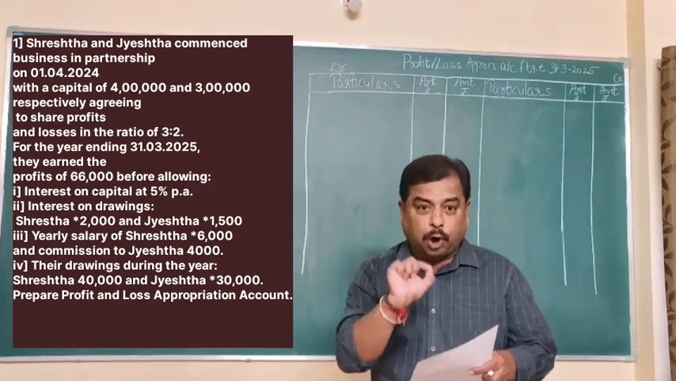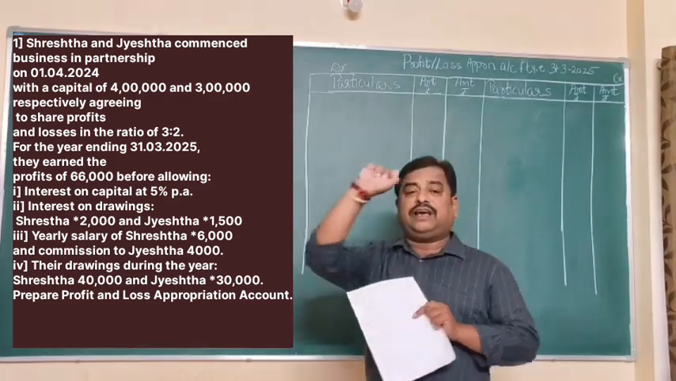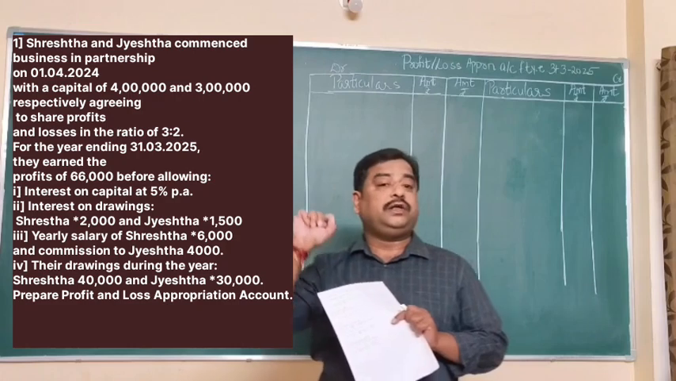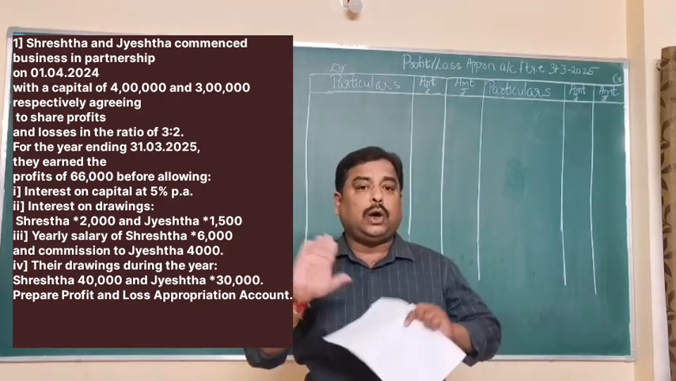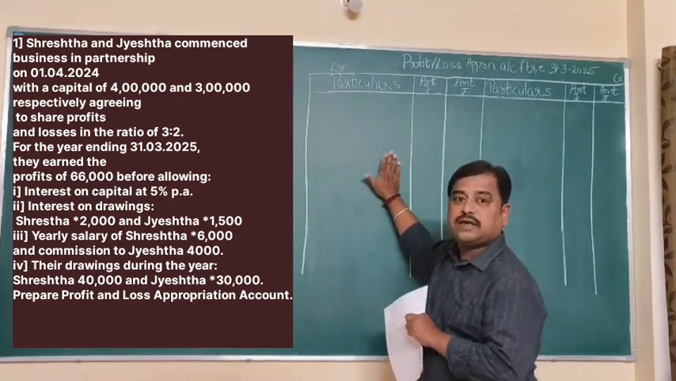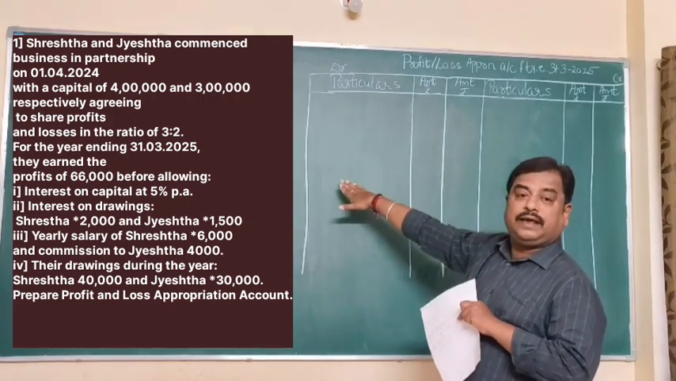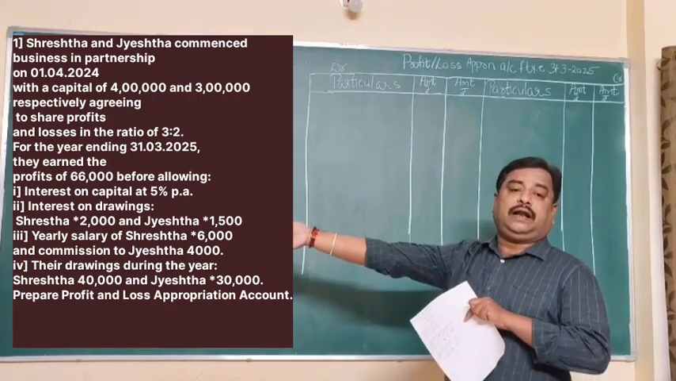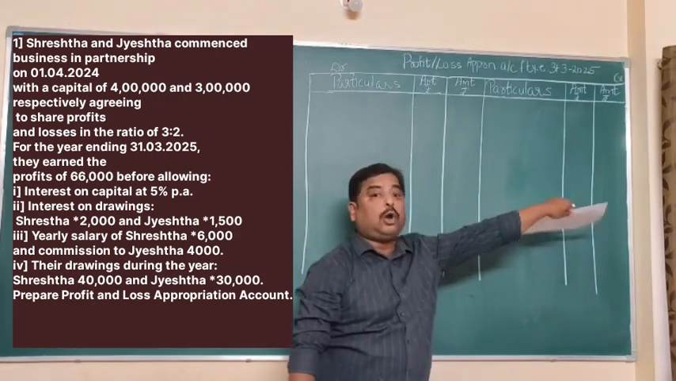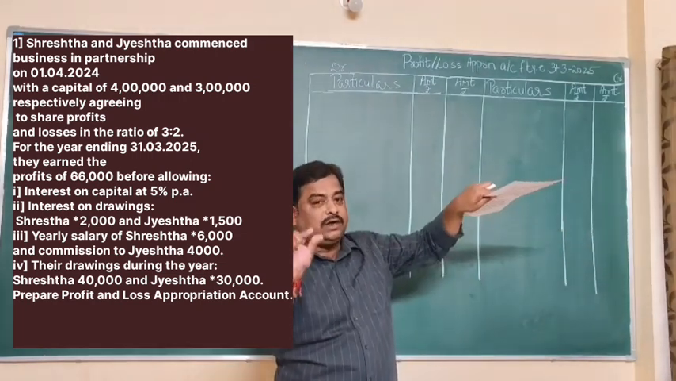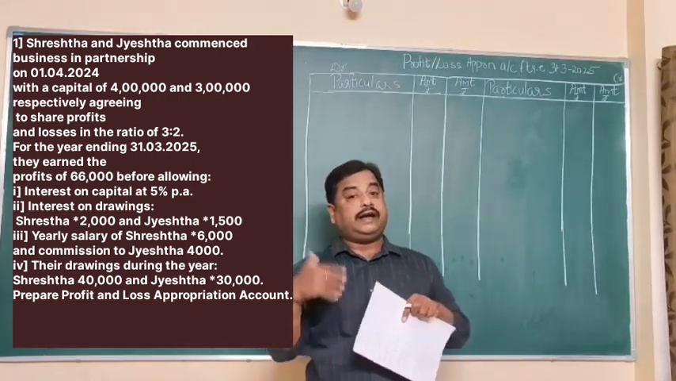Now here in this problem they have given you the capital as well as they have given you the drawings. Capital and drawings should not be recorded in the profit and loss appropriation account. What should be recorded? Record interest on capital, record interest on drawings. Capital and drawings are just information to calculate interest here.